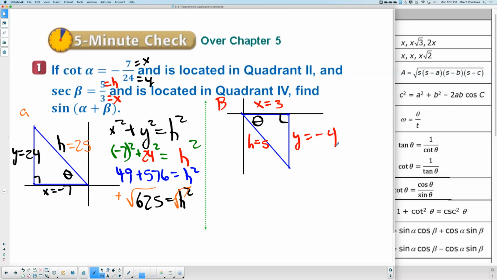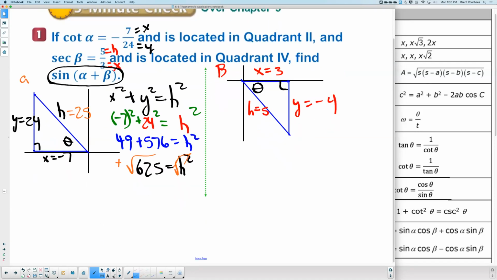Okay, so what can we do with all that? Now that we have these two triangles solved, we can actually solve the problem. If you were not here last class, we talked about how you can find the sines, cosines, and tangents of angles being added or subtracted from one another using a formula in the formula chart. They asked us to find sine A plus B.